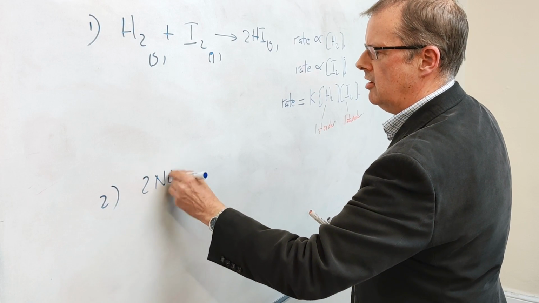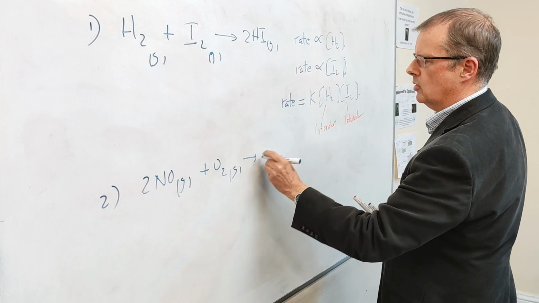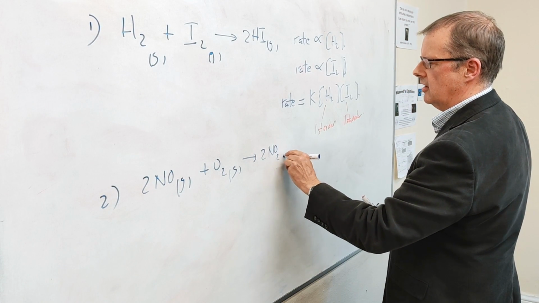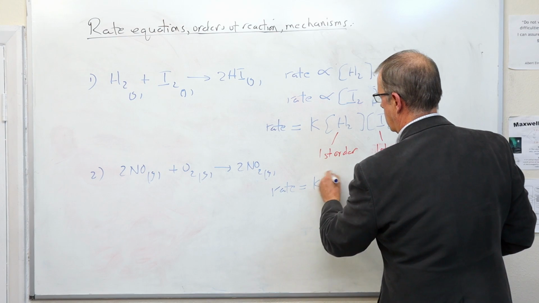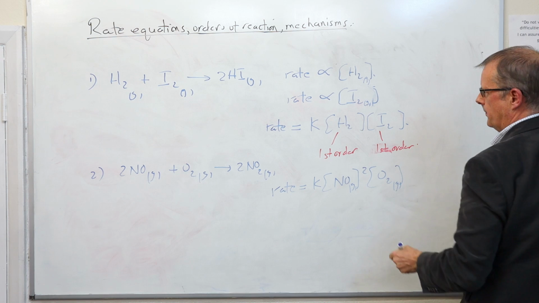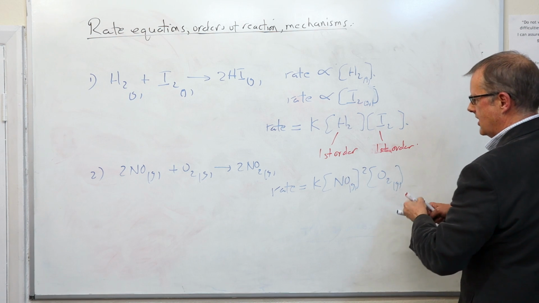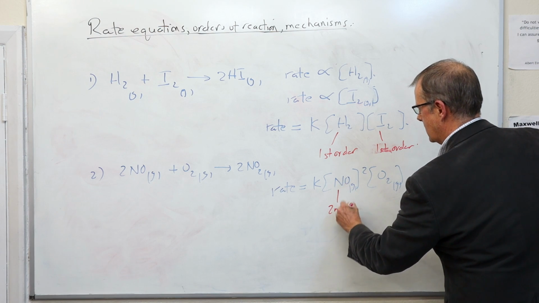I'm going to take nitrogen monoxide reacting with oxygen to form nitrogen dioxide. Now that has a rate equation looking like this. Probably better to put the state symbols in to do that properly. In this case, the NO concentration is squared. Now that means second order.